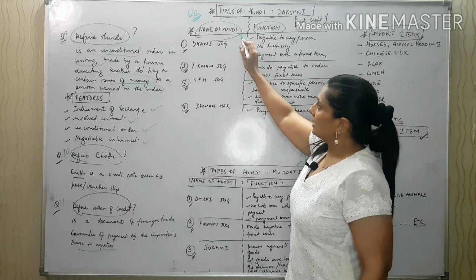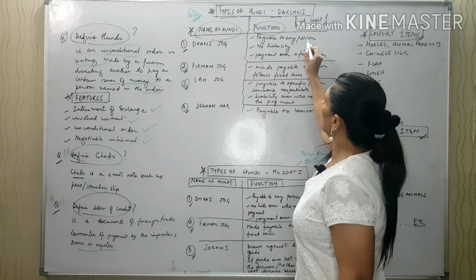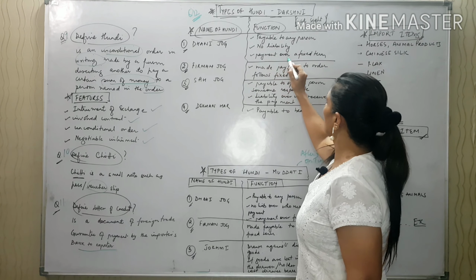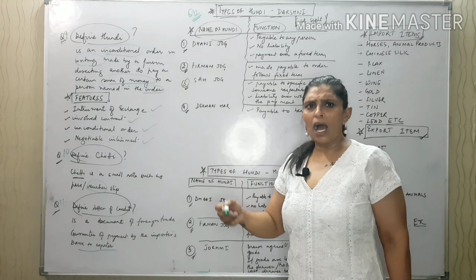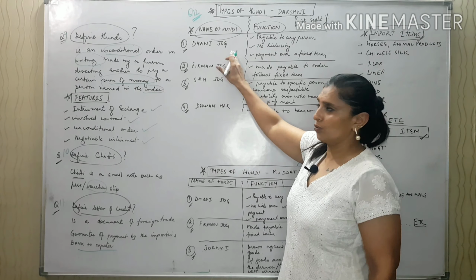We'll start with the name of the hundi and then the function it performs. So first is Dhani Jog. It is payable to any person. There is no liability, payment over a fixed term. अगर आपने कहा है कि फिक्स टर्म बाद आपको दिखा देंगे तो आपको पैसे मिल जाएंगे, सो दैट्स धनी जोग.